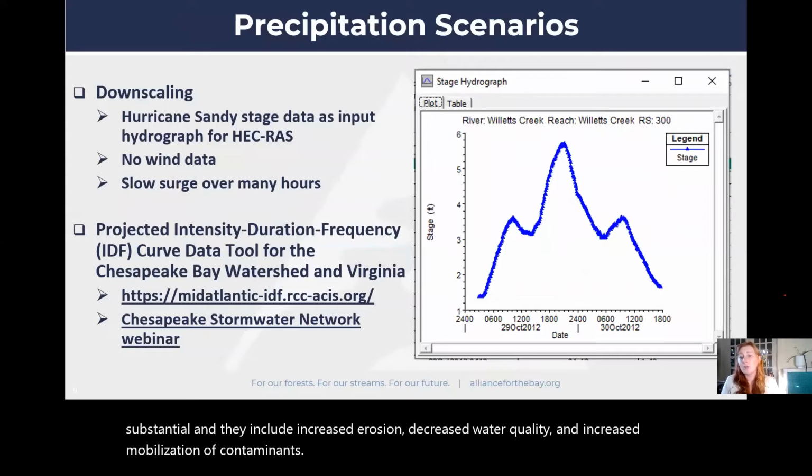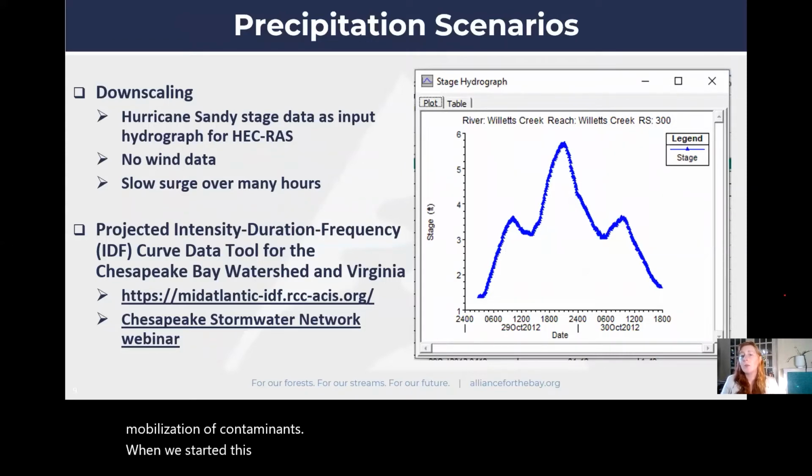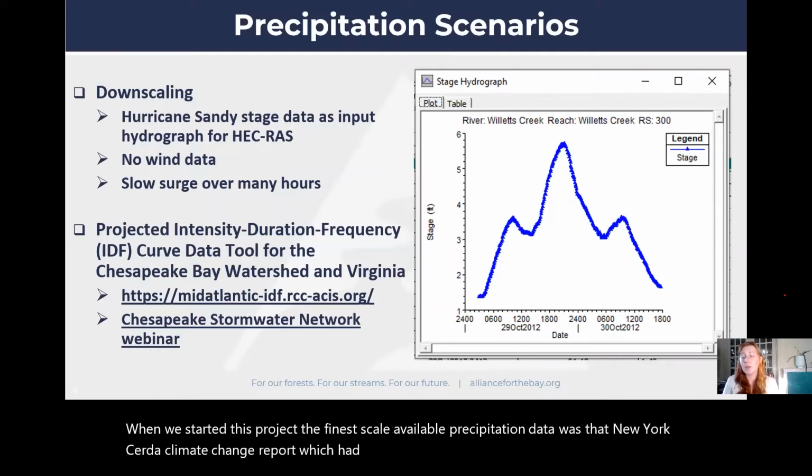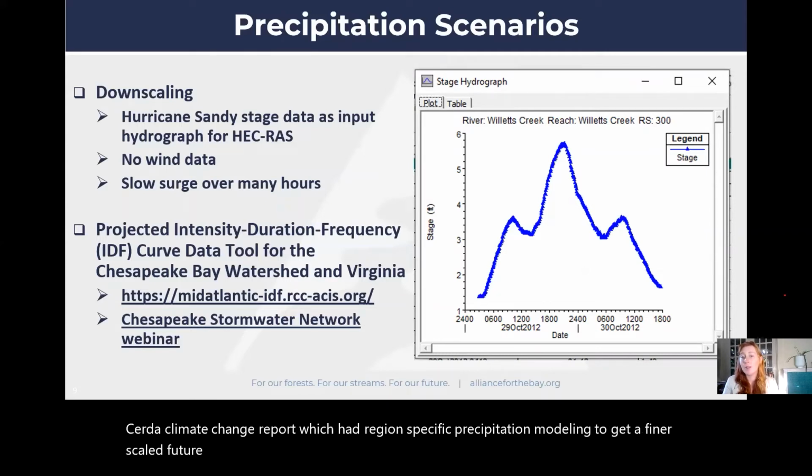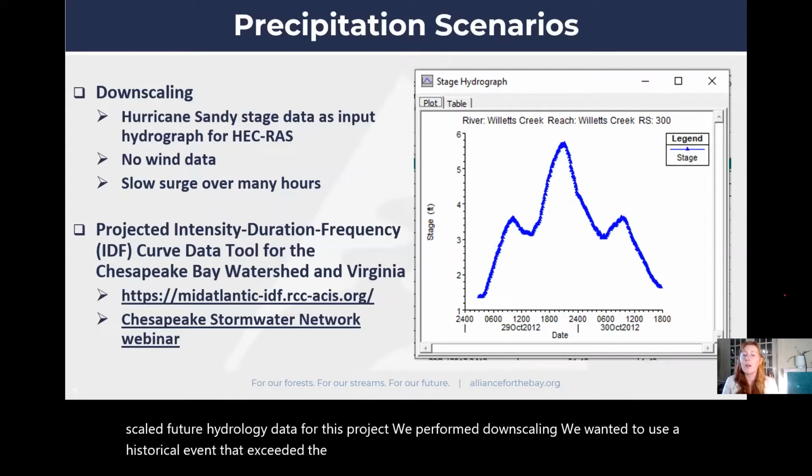When we started this project, the finest scale available precipitation data was that New York SERTA climate change report, which had region-specific precipitation modeling. To get a finer scaled future hydrology data for this project, we performed downscaling. We wanted to use a historical event that exceeded the existing conditions 100-year recurrence interval peak.